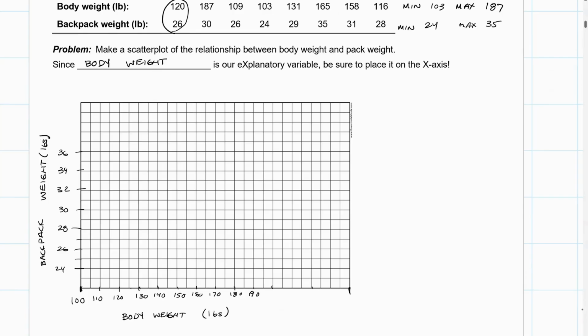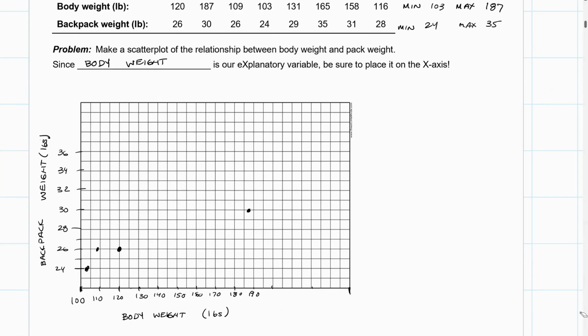So 120, here's 120, and up 26, and there's one of my data points. Let's go on to the next one. 187. So it's 185. 187 is about here. And then 30 is about there. So there we go. Second point. 109, 26, about right there. 103, 24. 103 is about here. 24 is right there.